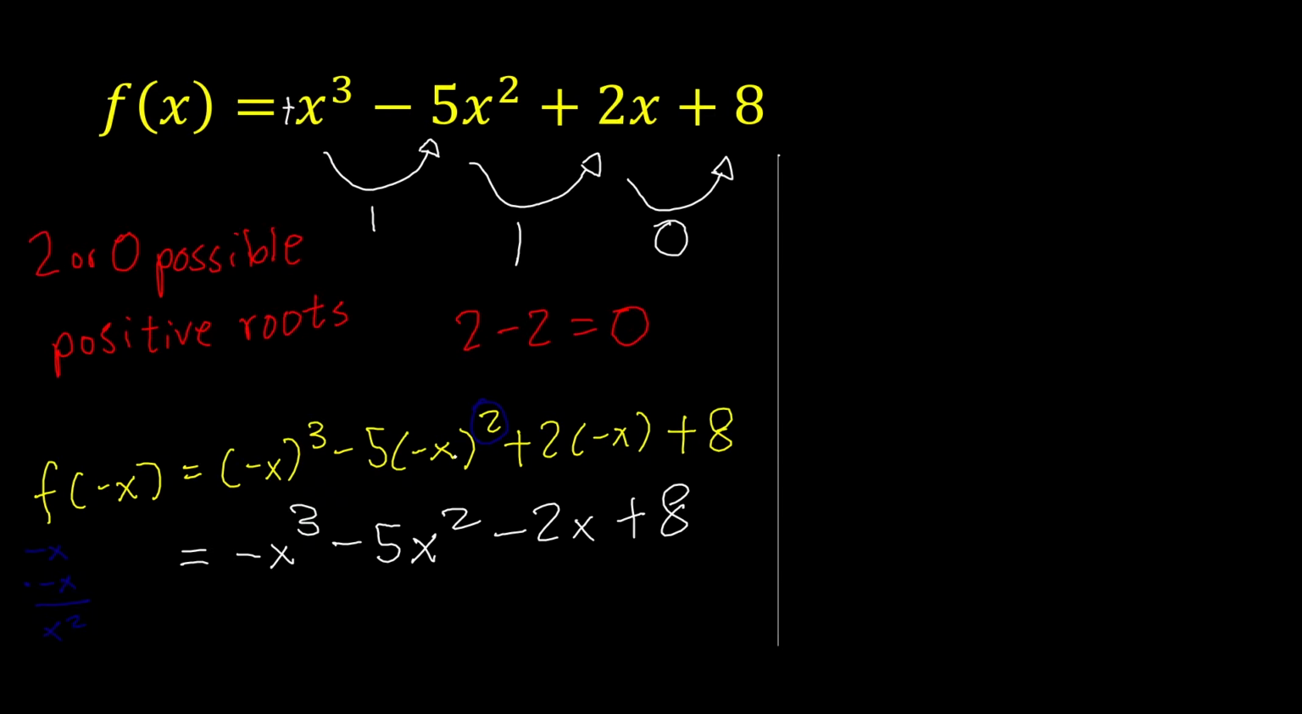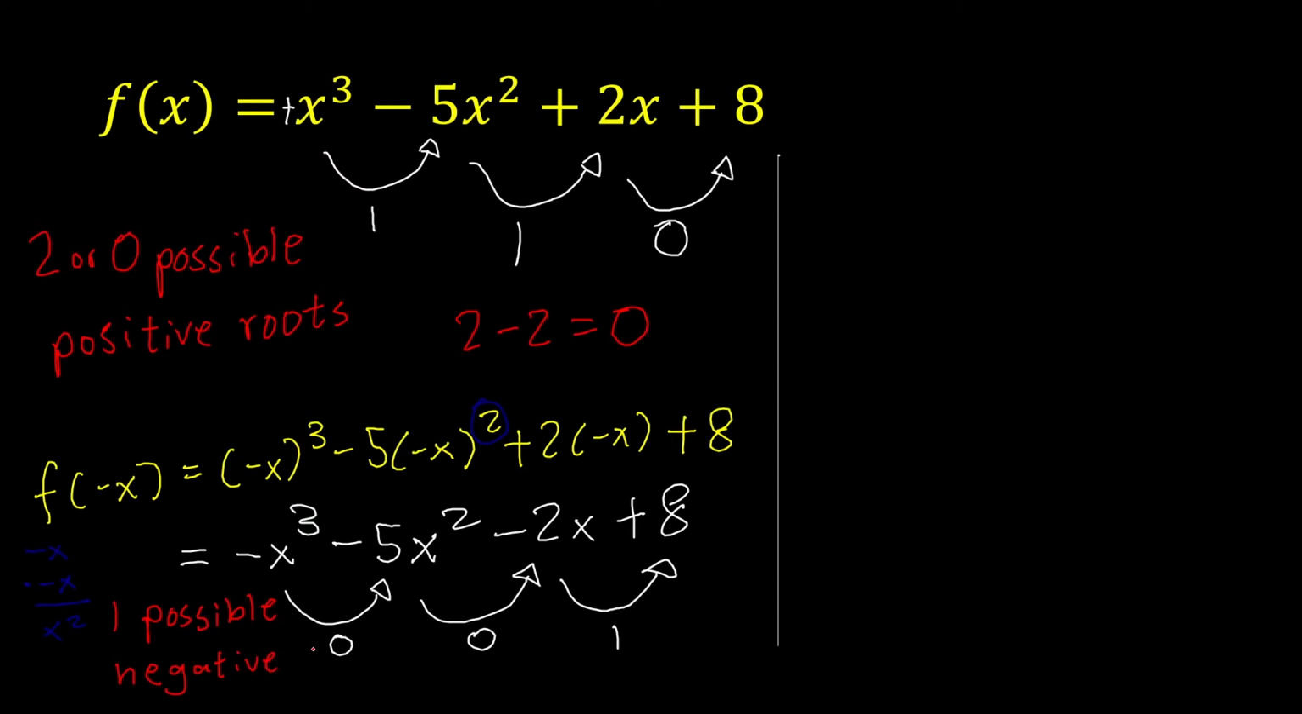Okay, now that we are done solving this, we can do the same thing we did here, trying to find the variations of signs. So negative to negative, there's no variation of signs here. From negative to negative, there's no variation of signs here. And from negative to positive, there is one variation of signs here. So we can conclude that this polynomial function has one possible negative root. I hope that you guys are still following.